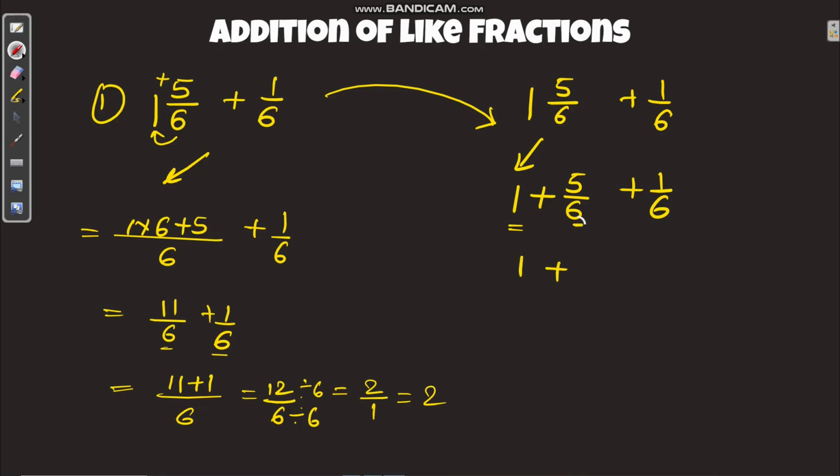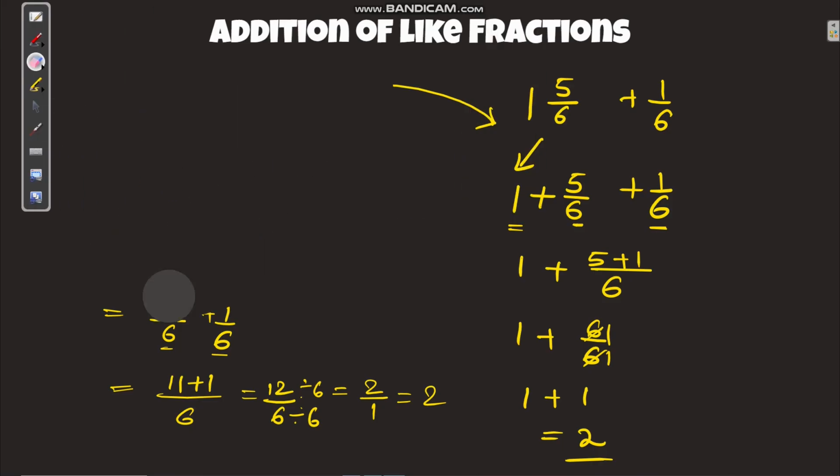Now if you notice, this fraction and this fraction are like fractions because the denominators are the same. So you just simply add their numerators. So it is 1 plus 5 by 6, which is 6 upon 6. And what is 6 upon 6? 6 ones are 6, so you will get 1. So your final answer is 2. So any method you follow, you will still get the same answer. Okay, next question.